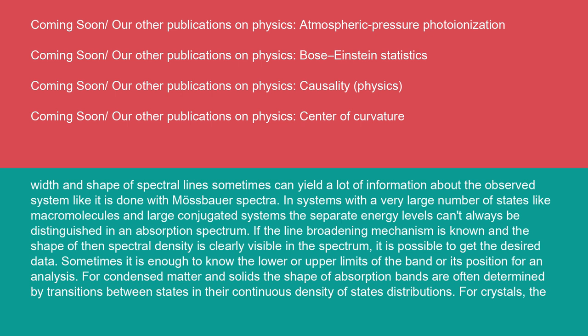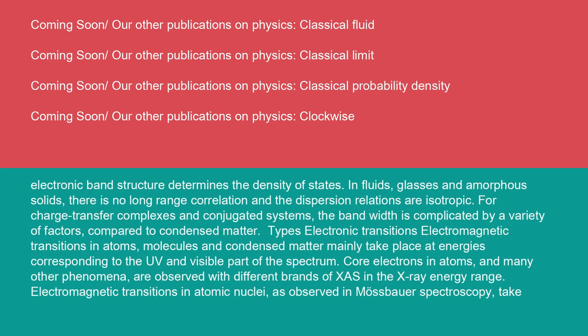Sometimes it is enough to know the lower or upper limits of the band or its position for an analysis. For condensed matter and solids, the shape of absorption bands is often determined by transitions between states in their continuous density of states distributions. For crystals, the electronic band structure determines the density of states. In fluids, glasses, and amorphous solids, there is no long-range correlation and the dispersion relations are isotropic.